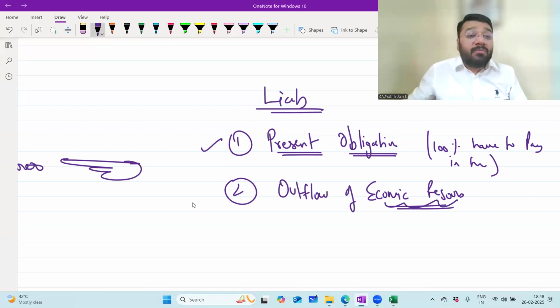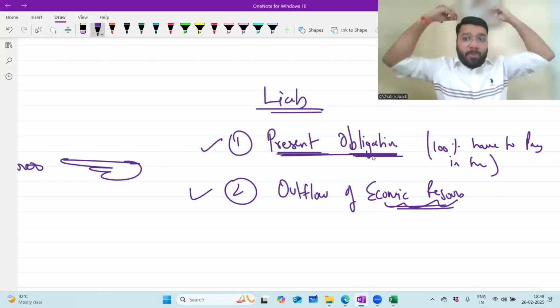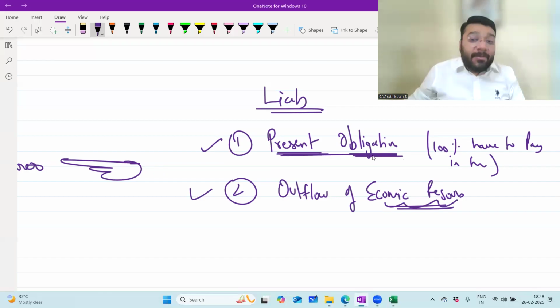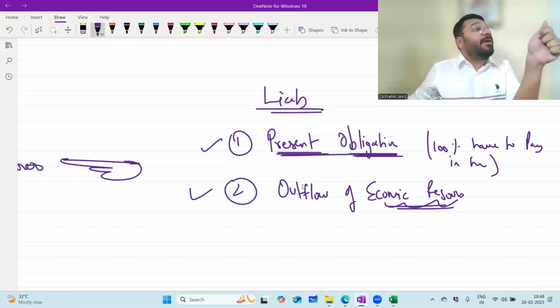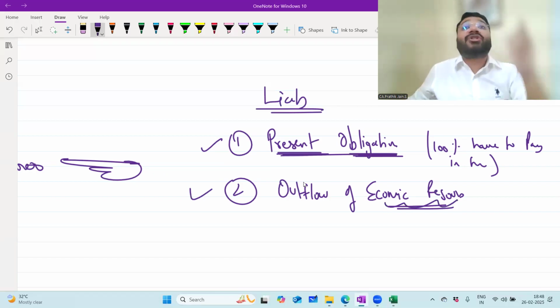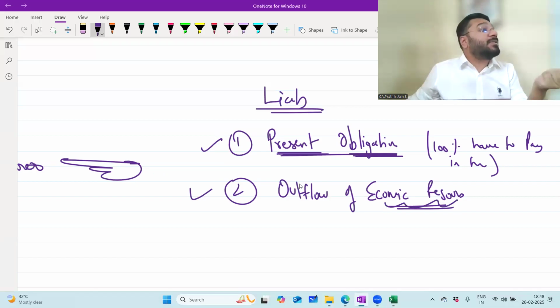So the moment my son tore that Dairy Milk wrapper, I confirm I have to pay the money. The outflow is confirmed. Present obligation means it is my responsibility, I have to pay. The second point says it has to be paid in the form of cash or bank. Outflow of economic resources is confirmed.